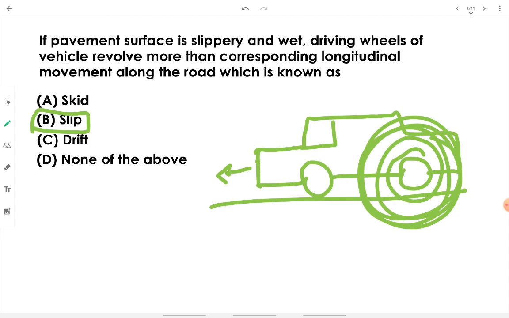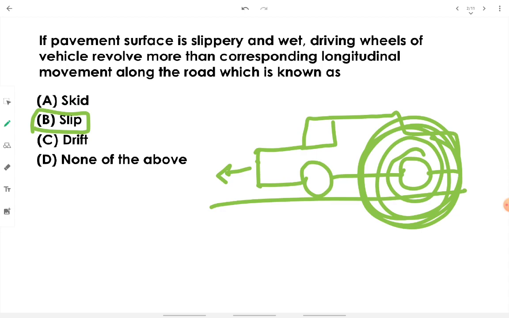Skidding is something else. For example, if you brake suddenly, if your vehicle is having a hydraulic disc brake like this, and if you suddenly brake without having the ABS system in your vehicle, then what is going to happen is you are obviously going to skid over the surface.